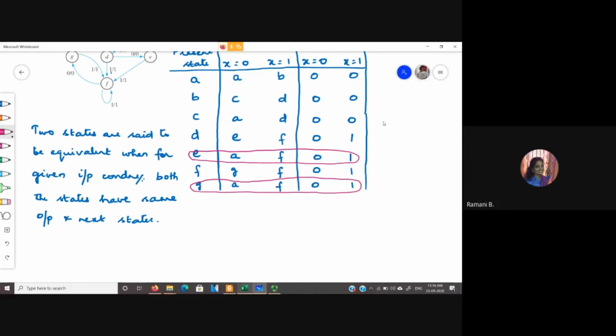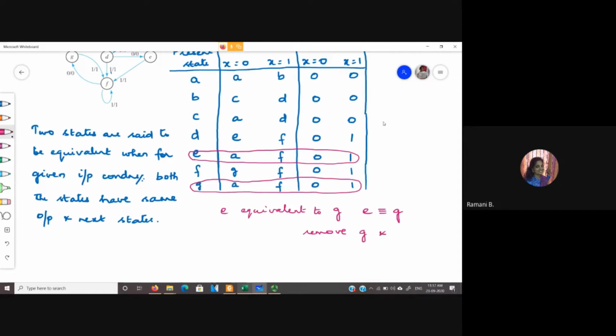So here you can say that state E is equivalent to state G. So what we do is we remove one of the states and replace it. Wherever you had G, you can replace it with E. So here you have E equivalent to G, so remove any one of them. You can remove E or G. As G is the higher alphabet, I am removing that. That is the only thing; otherwise, you can choose either.